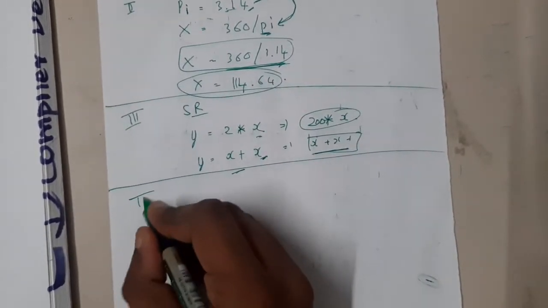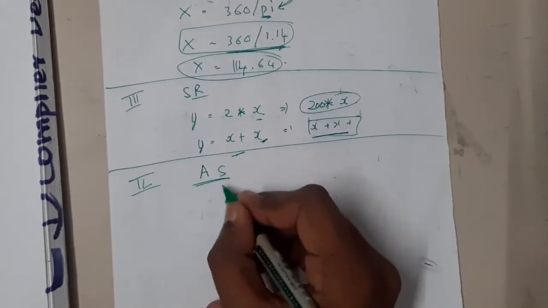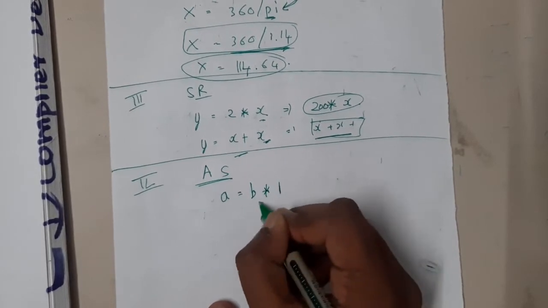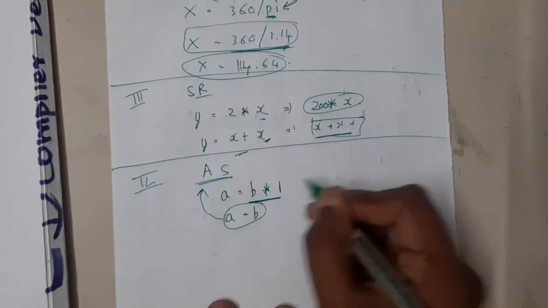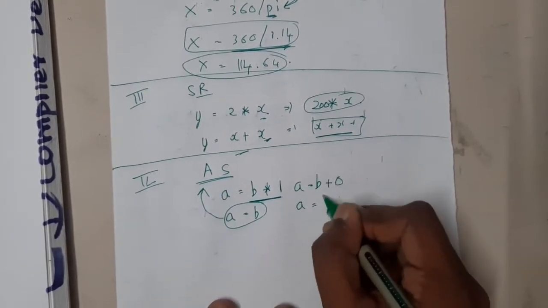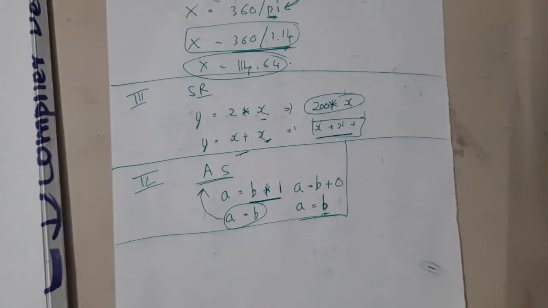Now moving on to the fourth one, algebraic simplification. Assume that we have an expression a = b * 1. Why do you need to write b * 1? You can directly write a = b. This is nothing but algebraic simplification. Similarly, if you have an expression in this way, you can directly write it simplified. This is also algebraic simplification.